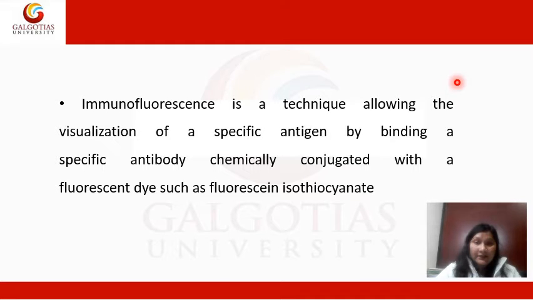Immunofluorescence is a technique that allows the visualization of a specific antigen by binding a specific antibody chemically conjugated with a fluorescent dye such as fluorescein isothiocyanate or rhodamine. Fluorescein isothiocyanate is green in color, whereas the rhodamine is red in color. These colors can be visualized under a UV visible spectrophotometer.